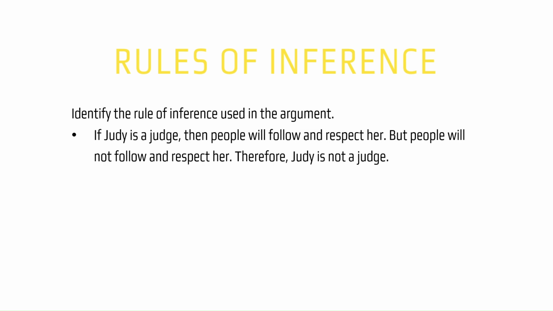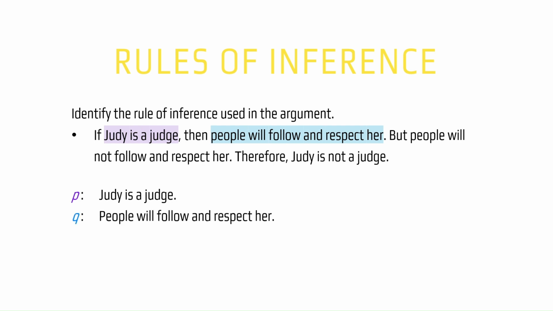Our first propositional statement is the sentence, Judy is a judge. Hence, let P represent the statement, Judy is a judge. Our second propositional statement is the sentence, people will follow and respect her. Therefore, let Q represent the statement, people will follow and respect her.